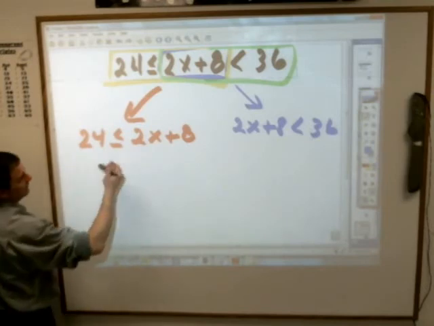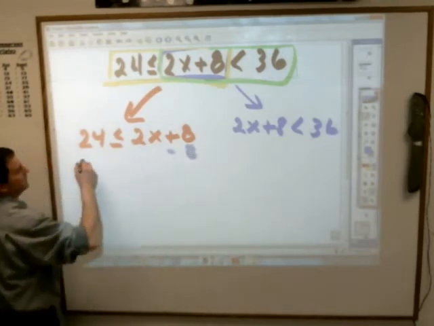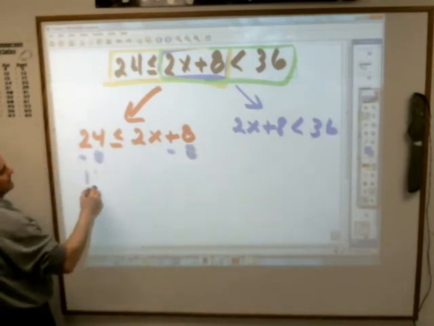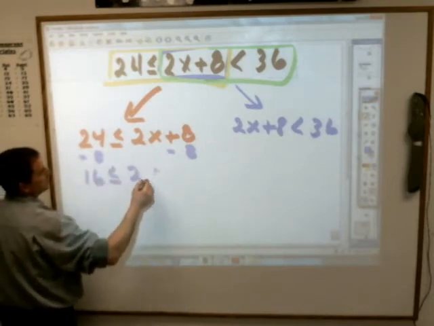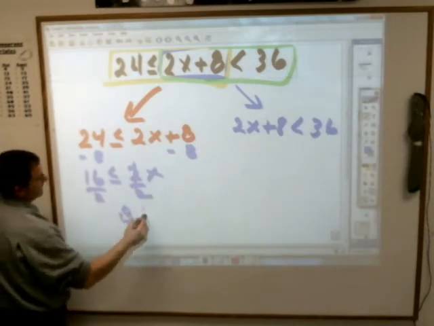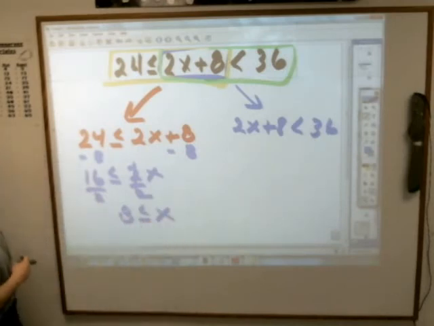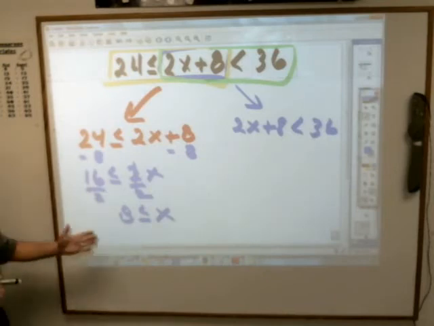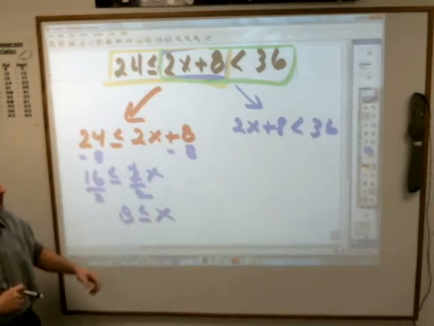Which means, what do I have to do? I subtract 8. Subtract 8, I end up with 16 is less than or equal to 2x. Divide by 2, you get 8 is less than or equal to x. And go ahead and leave the x there because that's going to end up there on your compound inequality anyways. That's the one and only time you put an x on the right side as opposed to the left.